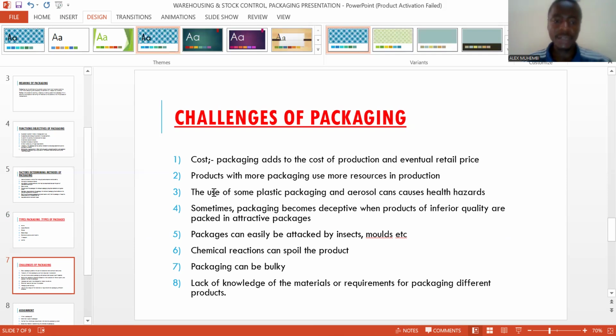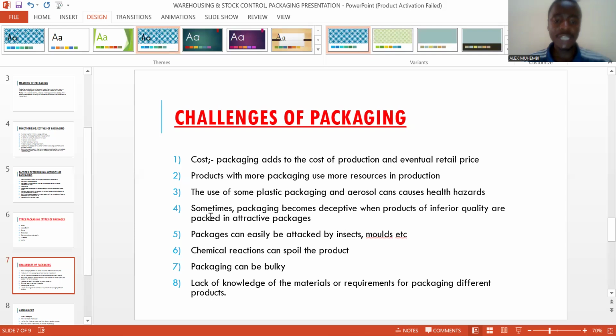Another challenge is that products with more packaging use more resources in production. So here we're talking about simply the footprint. So we are saying that products with more packaging use more resources in production, and that is a challenge. Another challenge is that the use of some plastic packaging and aerosol cans causes health hazards.